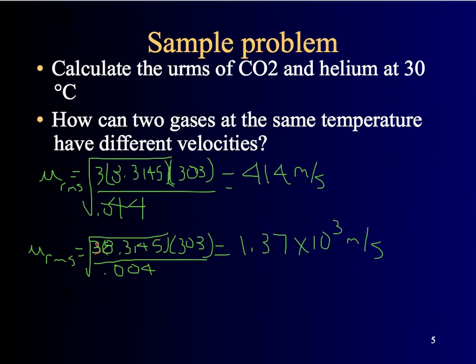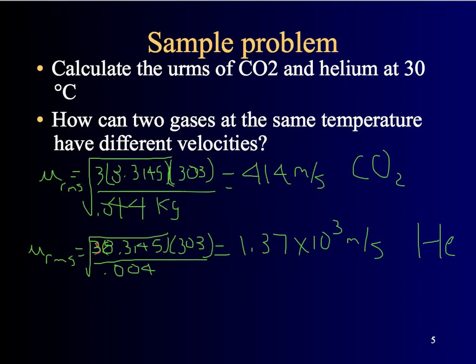Alright, let's do an example problem looking at root mean square velocity. We're going to calculate the root mean square of CO2 versus helium, and we're going to have them at the same temperature. The root mean square is the square root of 3 times the R value times the temperature, 303, divided by the molar mass. Remember, the molar mass has to be in kilograms. For CO2, we got 414 meters per second. So that's how fast the CO2 molecule is moving at 303 kelvins. Then let's do helium.